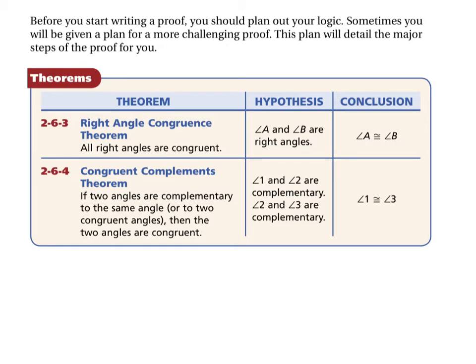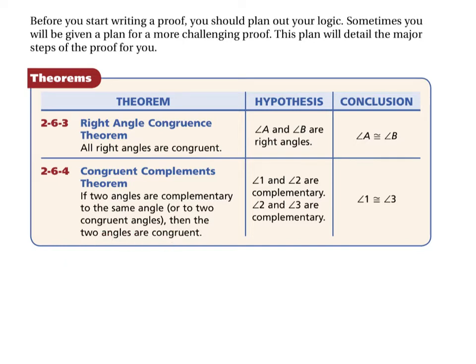So here's the great news. If we know that two angles are right angles, we know that they're congruent. So if you are given in a problem that this angle and this angle are right angles, you can just say, as your statement, angle A is congruent to angle B. Why? Because of the right angle congruence theorem. Congruent complement theorem. It says if two angles are complementary to the same angle, then the two angles are congruent.